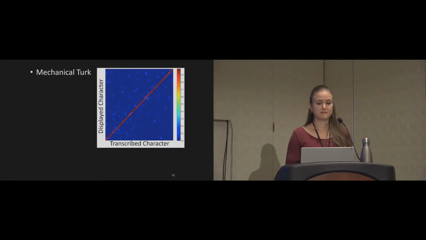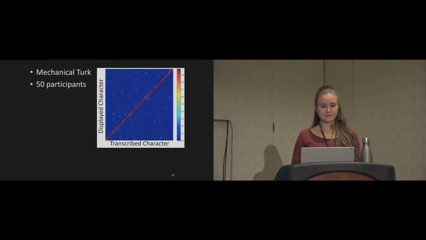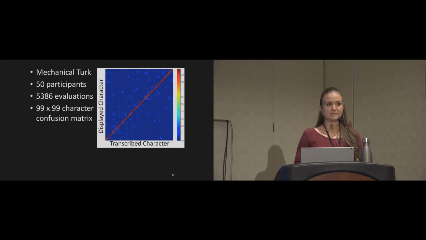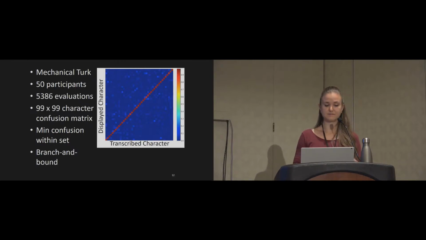So we ran this experiment on Mechanical Turk, where we recruited 50 participants who gave us a total of 5,386 evaluations. This resulted in a 99 by 99 character confusion matrix. So again, each possible color and animation combination constitutes a character. And we formulated the problem of choosing the 26 characters for our alphabet as a minimization problem, where we're trying to minimize the confusability within the set of 26 that we're choosing. And because it's an NP-hard problem, we used branch and bound to solve it in a reasonable amount of time.